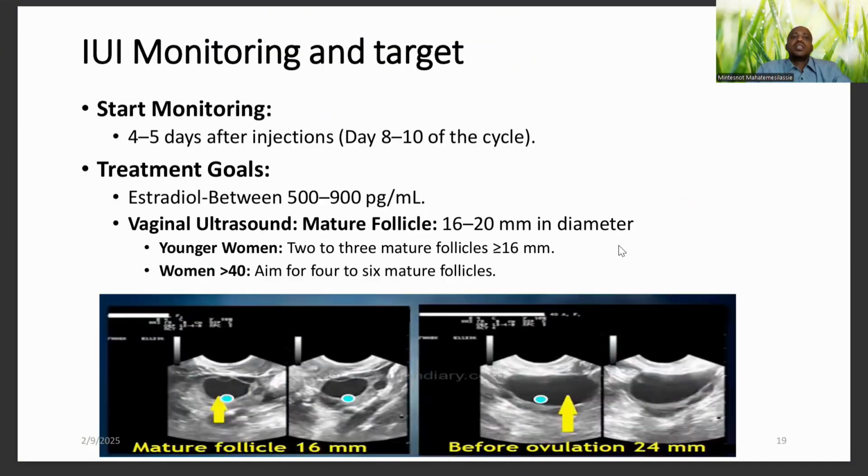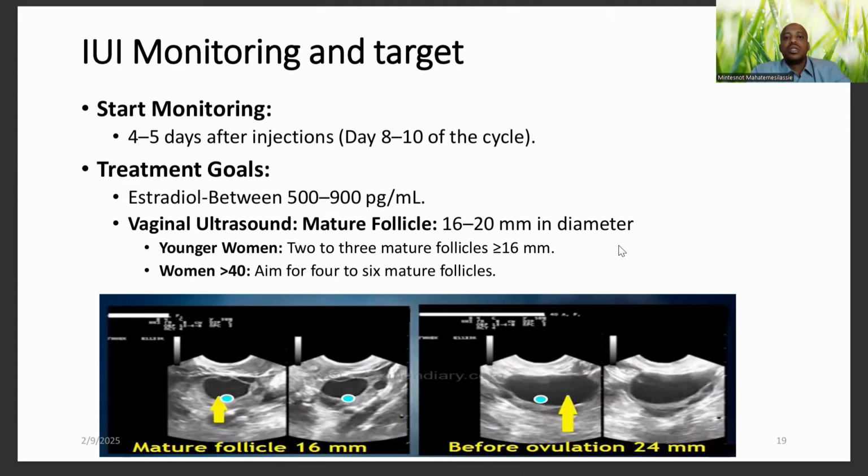The other very important step is IUI monitoring. After giving ovulation induction, you have to see the patient after a week. Especially if you use an oral agent, you can appoint them after a week. If you are giving injection, gonadotropin injection, you have to see them more frequently.